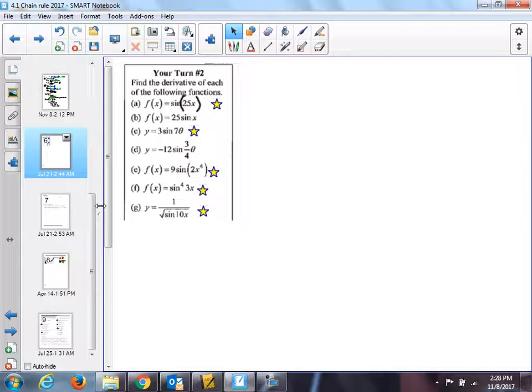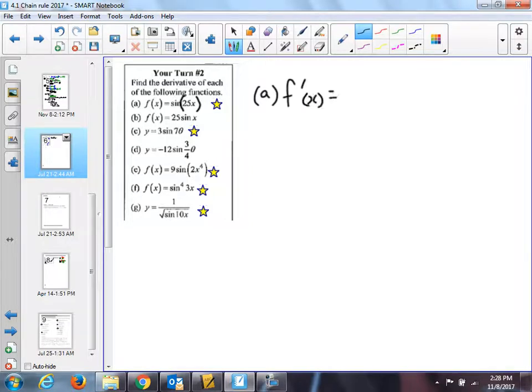Find the derivative of each of the following functions. We'll start with the start. F prime of x. I do the derivative of the outside function. So I'm thinking the derivative of sine function is cosine function. I don't care what's on the inside, it stays the same. Then you do the derivative of the inside function, and that's 25. Since I put it at the end, I'm going to put it in brackets, just less ambiguous.